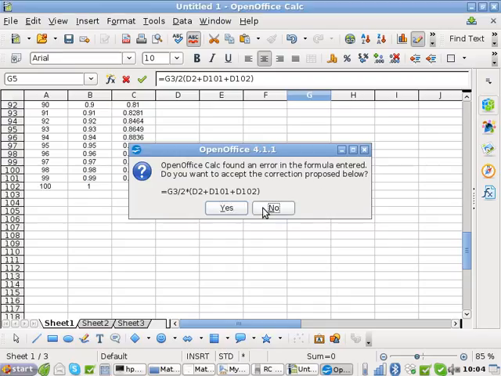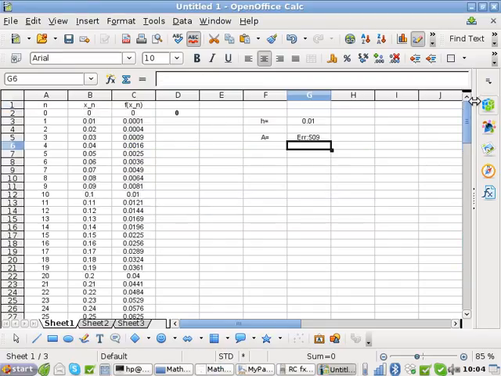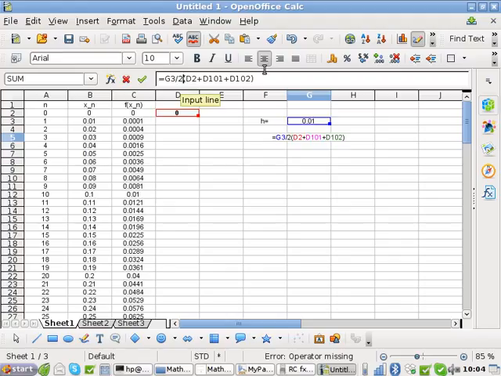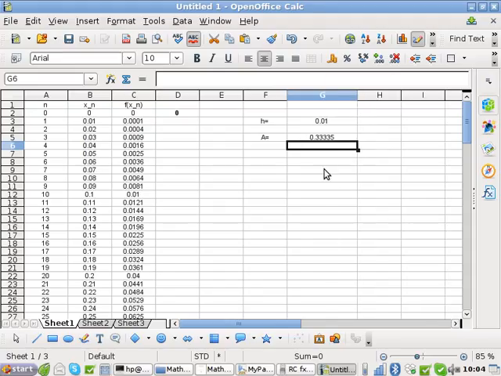Oh, I know. I mistyped. I forgot my multiply sign here. Okay, let's see what we get. Not too bad, because the true answer is 1 over 3. So the error is, let me see, it's this one minus this one over this one times 100. It's not even 1%, it's 0.5% is the error now.